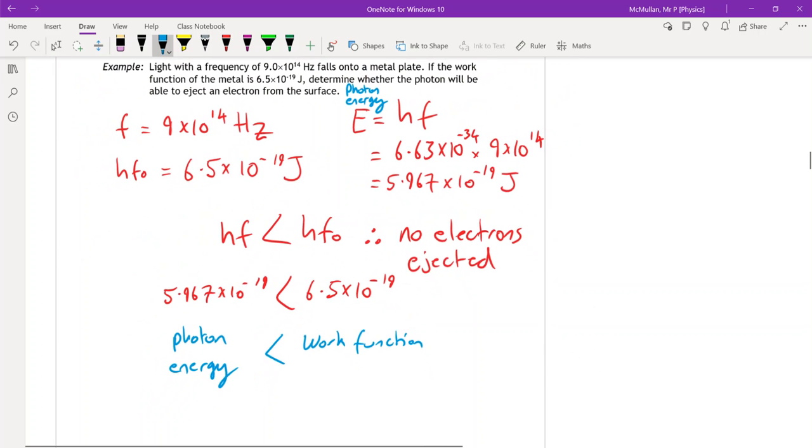Does that make sense? The only tricky bit is getting these straight in your head. What is HF? HF is equal to the energy of the photon. What's HF naught? That's the energy required to get electrons off the metal surface. F is the frequency of the photon. F naught is the minimum frequency required for that metal.